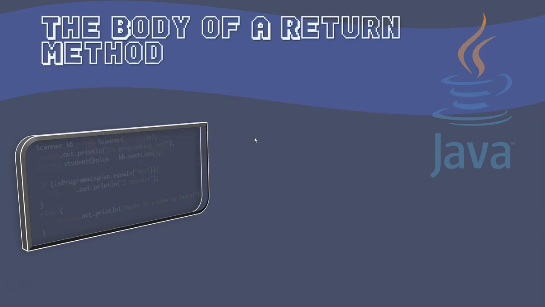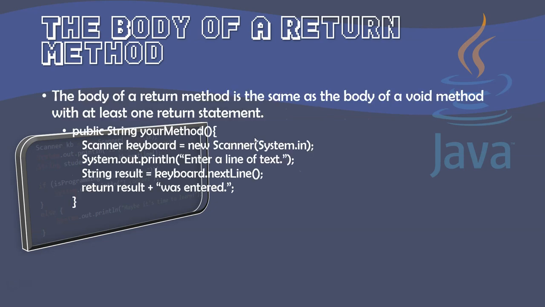Now, when we look at the body of a return method, it's going to be the same as the body of a void method. However, we're going to have a return statement included. So in here, of course, this one is doing a little bit more. We have a scanner in here, we have a print line, we have a string that's storing that, and then you notice it says return result was entered. Now, this could, of course, just say return result. That'd be perfectly valid.